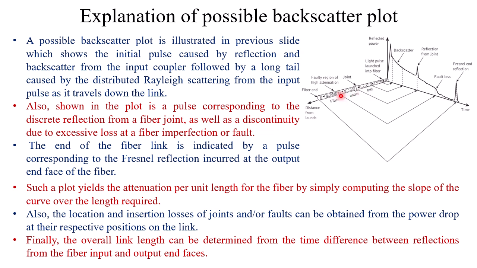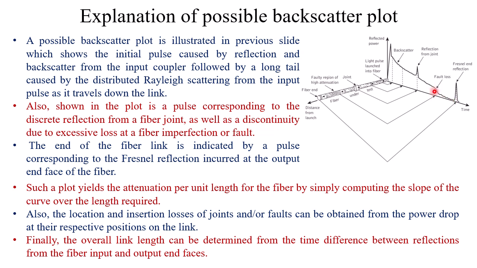Then we have some kind of faulty region with high attenuation, and because of this faulty region there will be some fault loss like this. So suddenly the slope will change, and then again it will continue with the conventional slope, right?